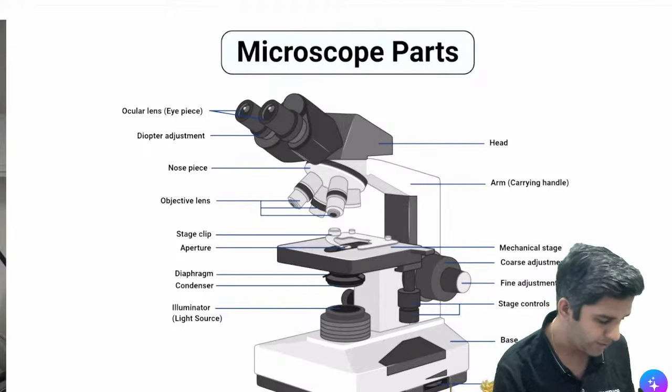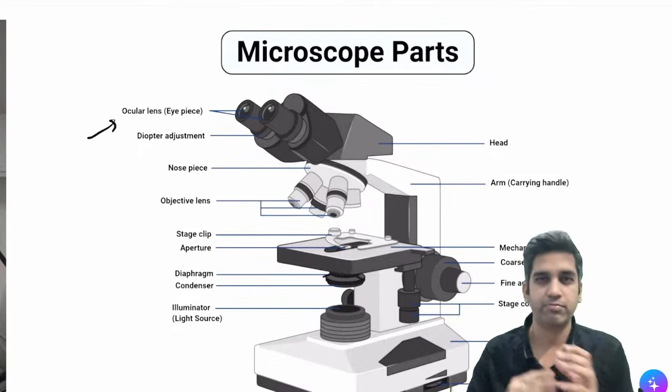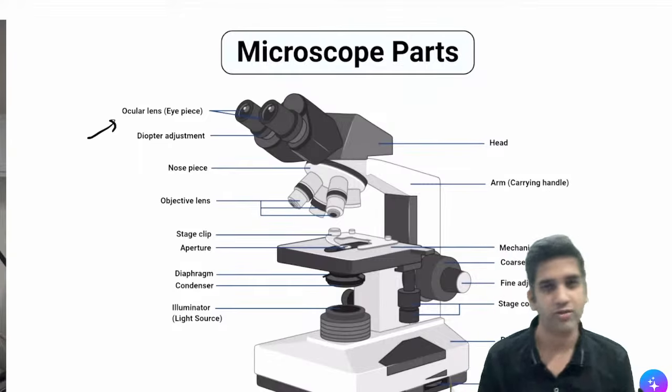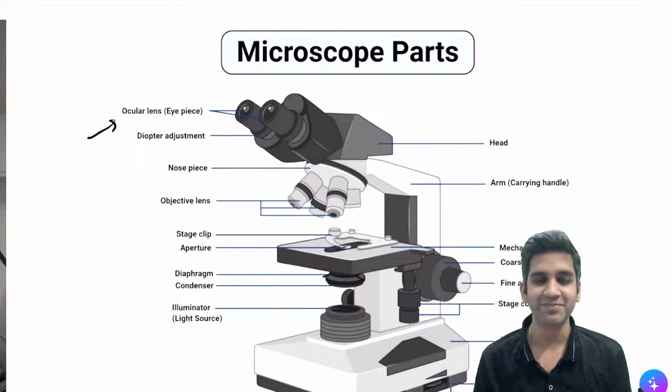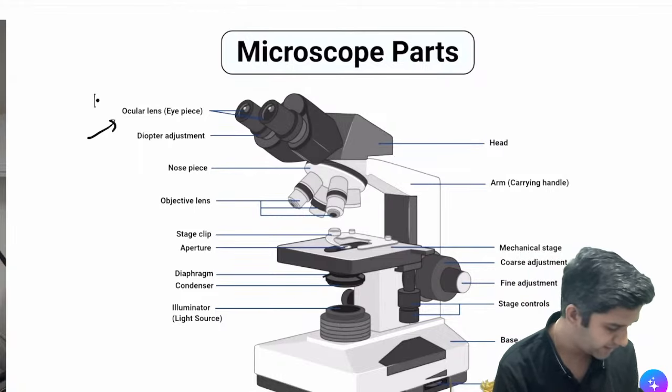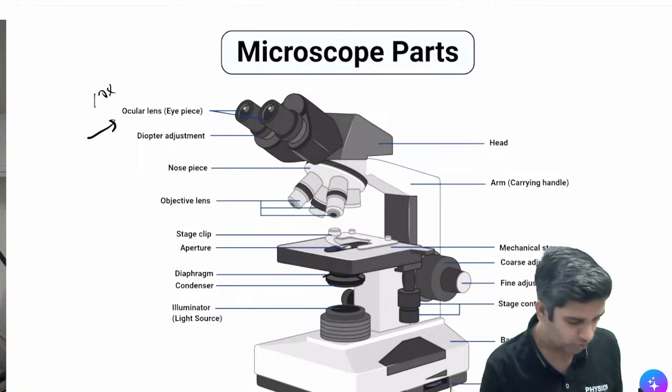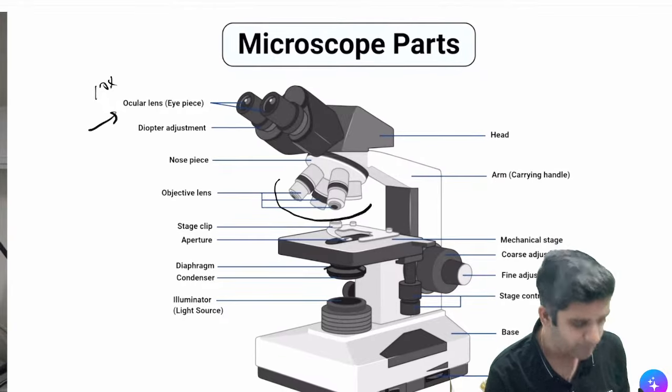Can anyone tell me what the magnification of an eyepiece is? 10x, 20x, 100x, 40x. Options are also there. I'm good. Hope you're doing good, Munir. The magnification is 10x, right? So we saw this nose piece, and these are the objective lenses.